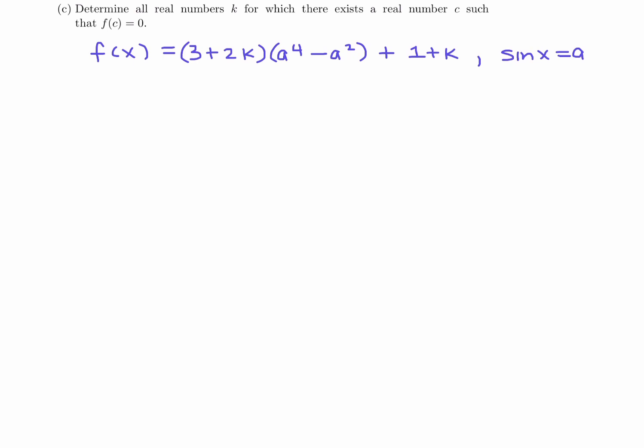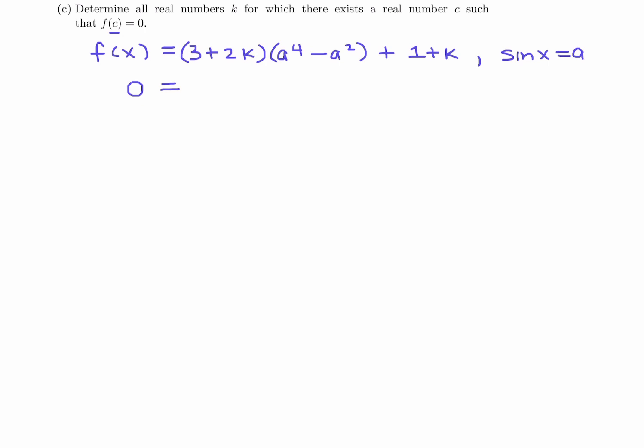Correct? All right. Now, they are saying that f at c is equal to 0. So they're basically setting this equal to 0, and they are asking us to place c wherever there's an x and figure out what is the solutions for k. Okay, so let's work with this here. Where do we proceed? Let's see.